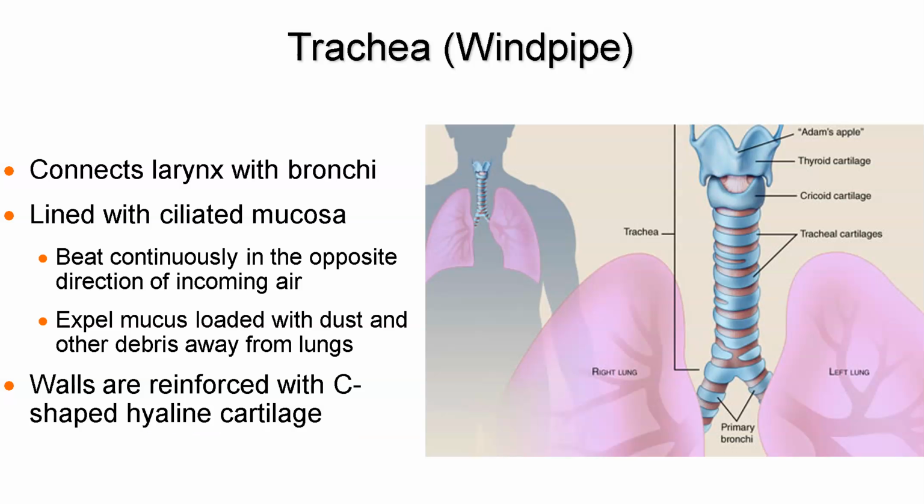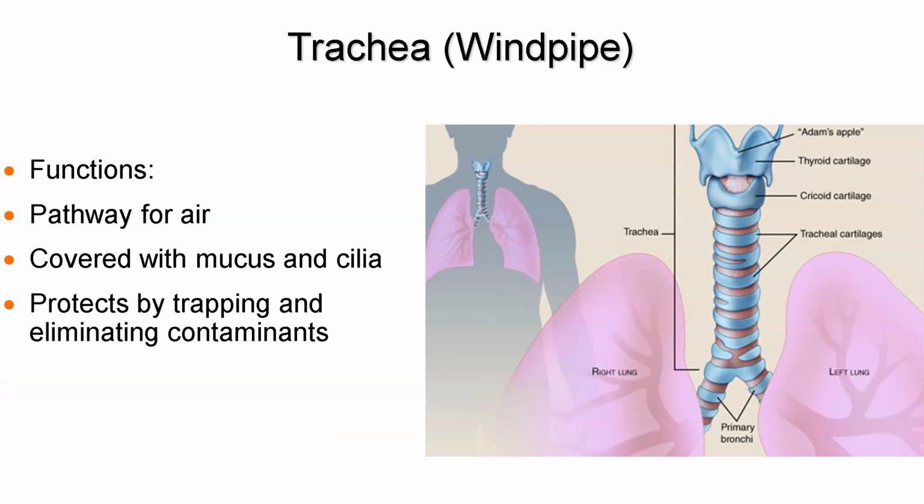You're protected by that cartilage. So it's very, very important. Again, it's a pathway for air, covered with mucus and cilia, protects by trapping and eliminating pathogens.